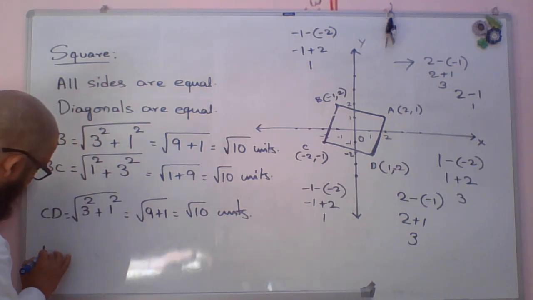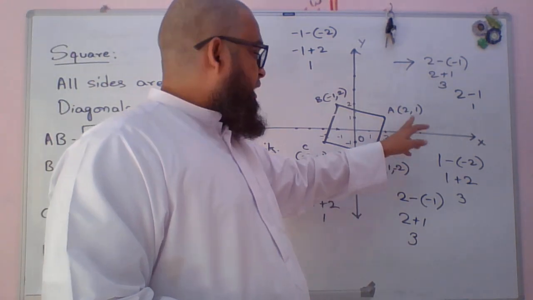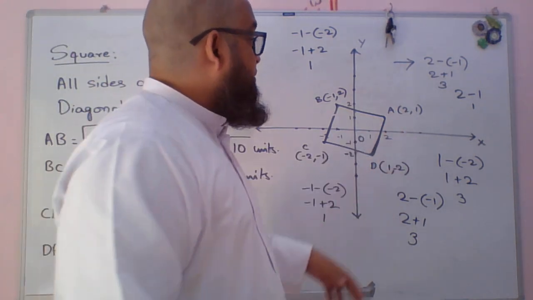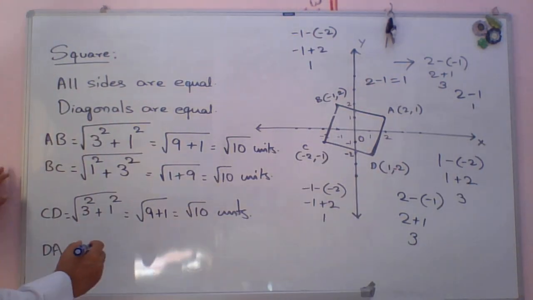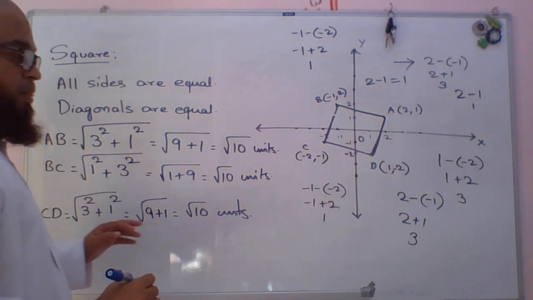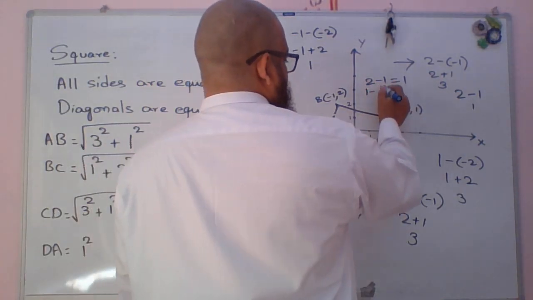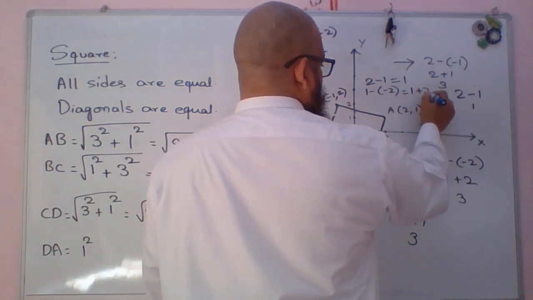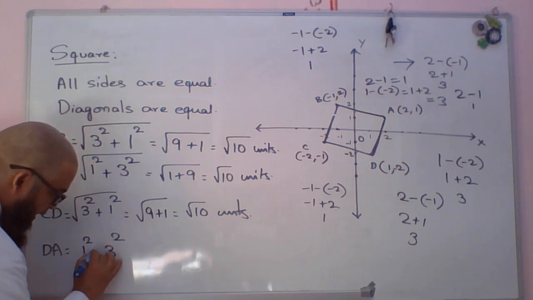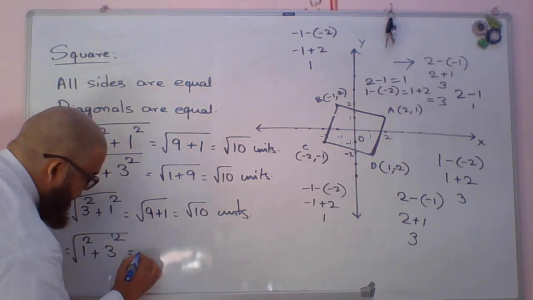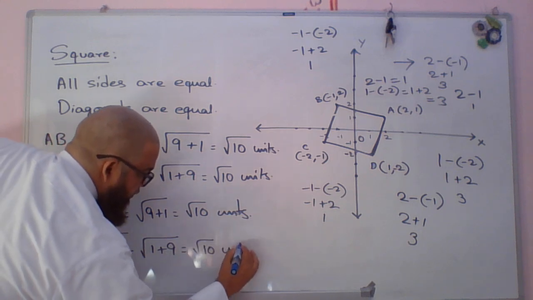units. Now let us find DA. So what is D and A? Which is bigger, x coordinates 2 or 1? 2 is bigger. So find the difference, 2 minus 1, that is equal to 1. So therefore 1 square. Now minus 2 and 1, which is bigger? 1 is bigger. So 1 minus of minus 2, that is equal to 1 plus 2, that is equal to 3. So it will be 3 square. Now add the squares and take the under root. So that is equal to 1 plus 9, that is equal to square root of 10 units.